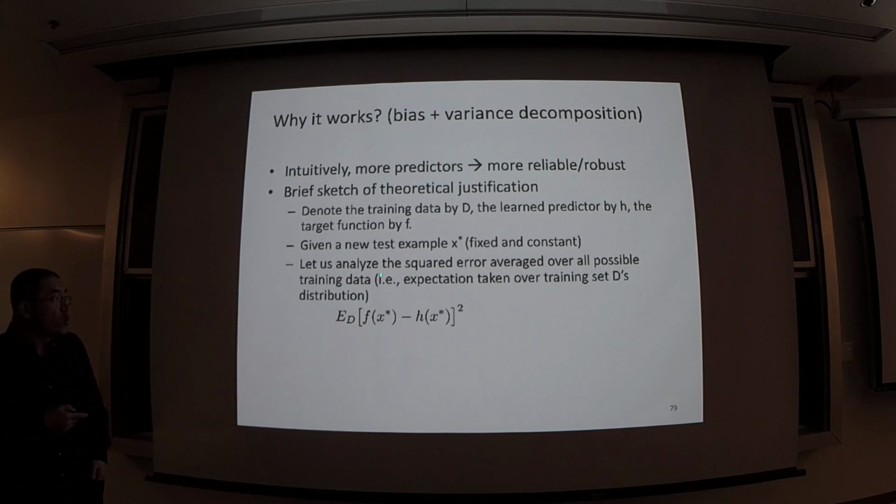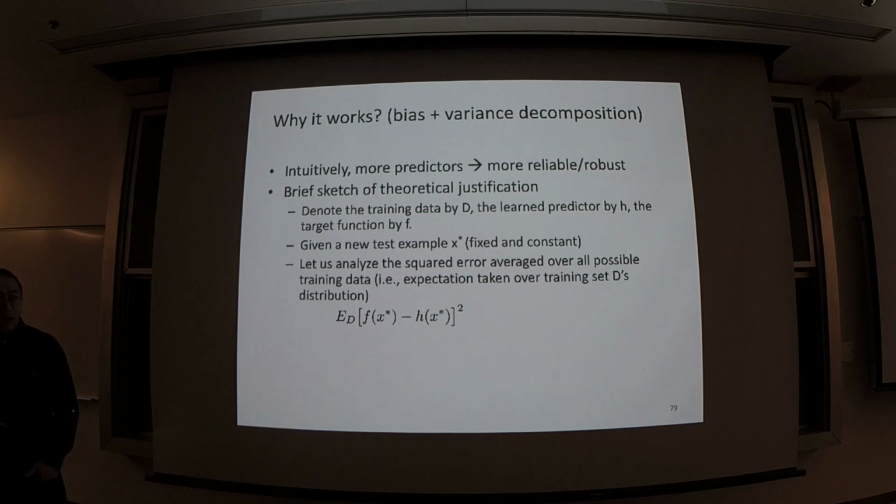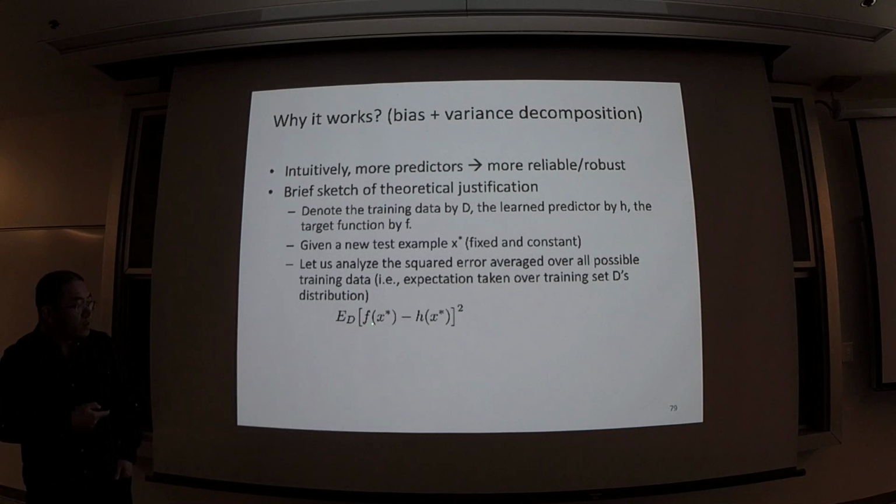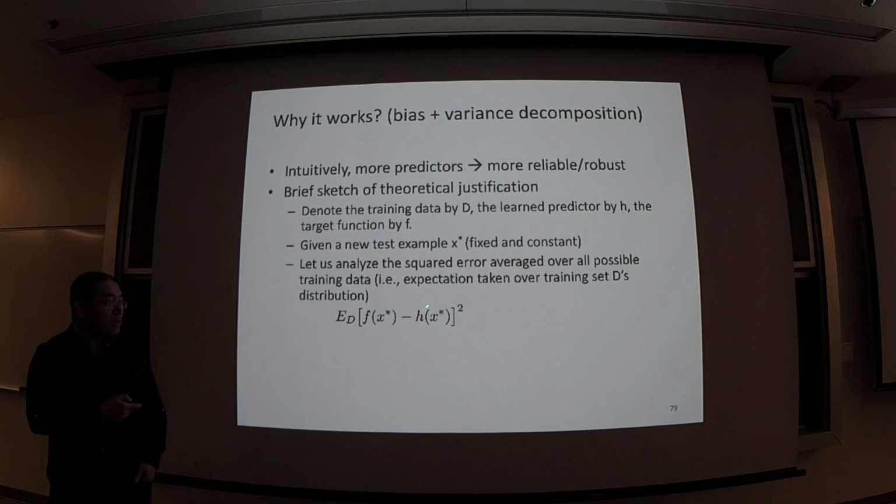now let us analyze the square error averaged over all possible training data. Namely, I want to look at, when I collect all kinds of training data, how the square error of a prediction made by h looks. So this is essentially to compute the expectation of the square difference between your ground truth f(x star) and your prediction h(x star), with respect to the distribution of the training set, right?